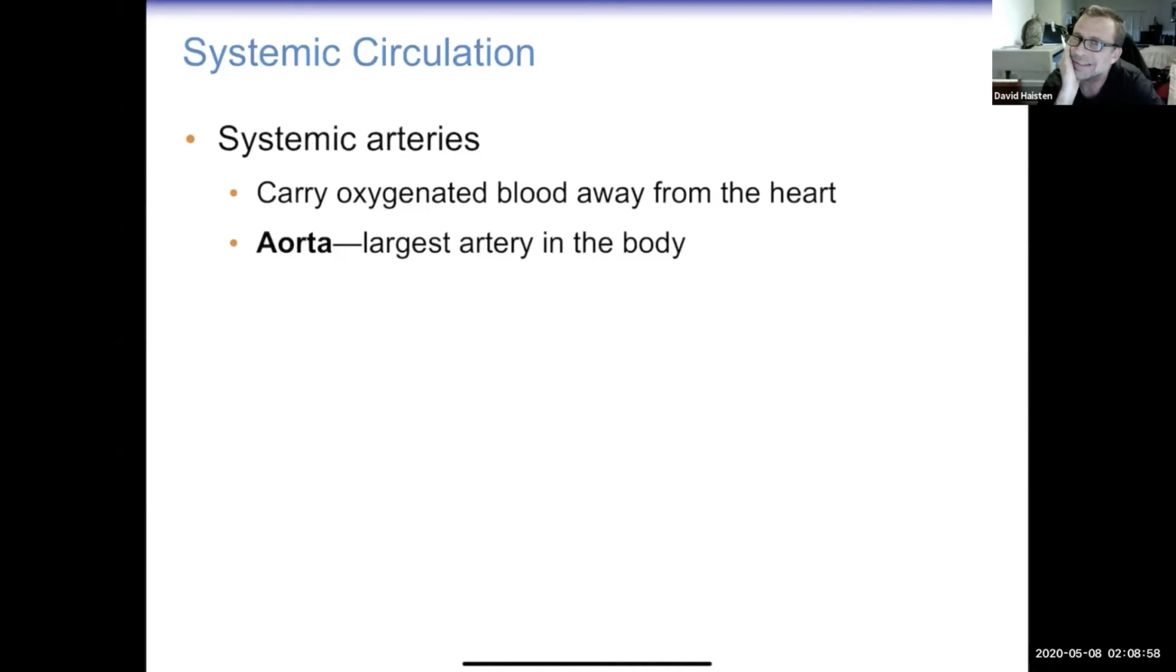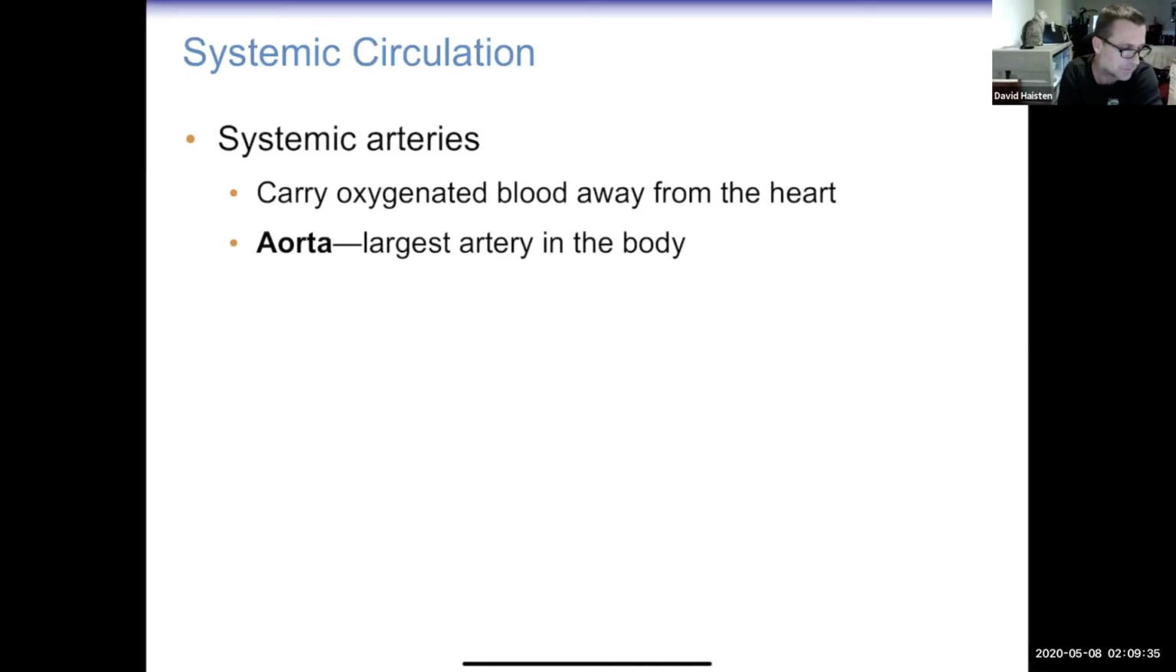Your choice is conducting, or is it distributing? Or is it elastic, or is it muscular? What kind of artery is the aorta? Elastic. Yes, which is also known as a conducting artery. Okay. Heck of a lot of elastin. Okay, so that's the aorta.